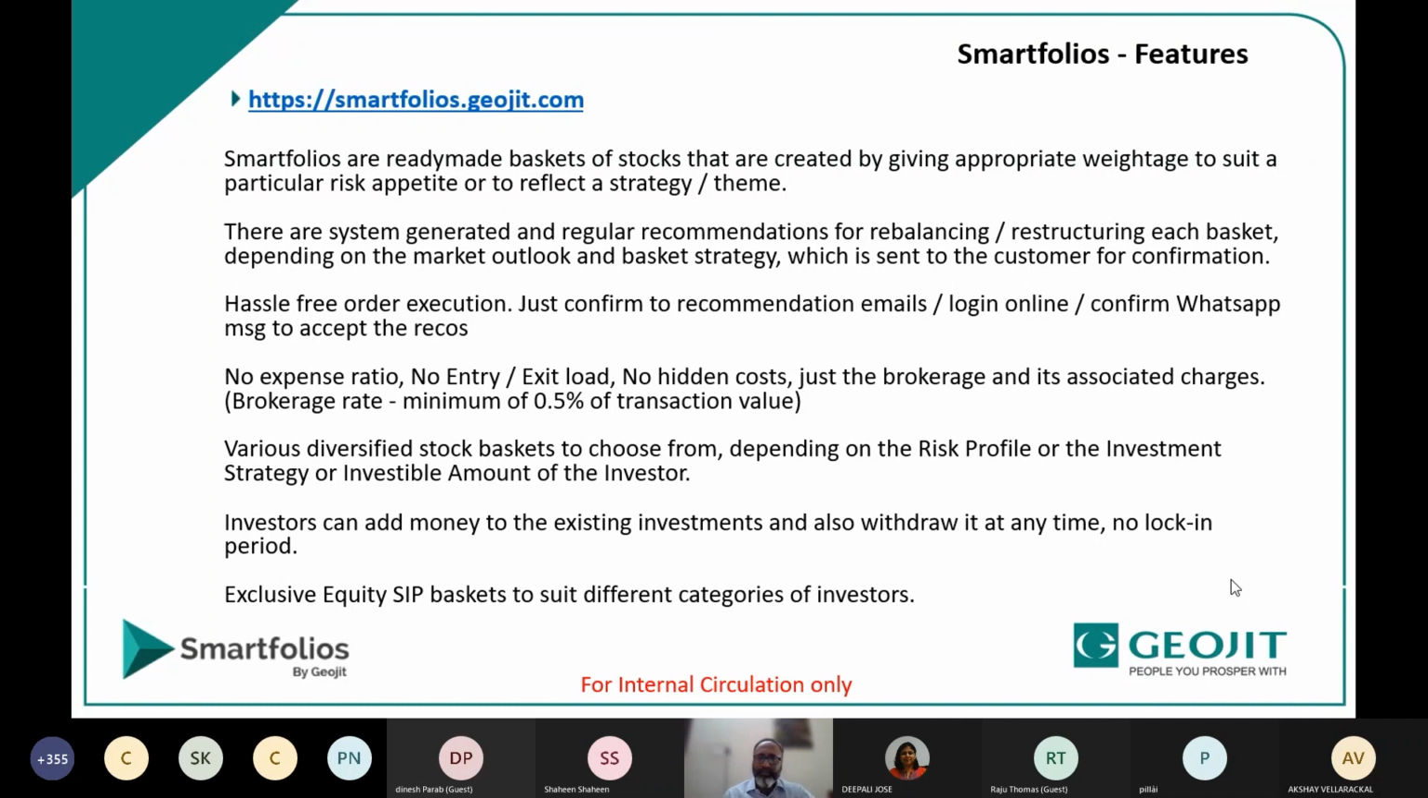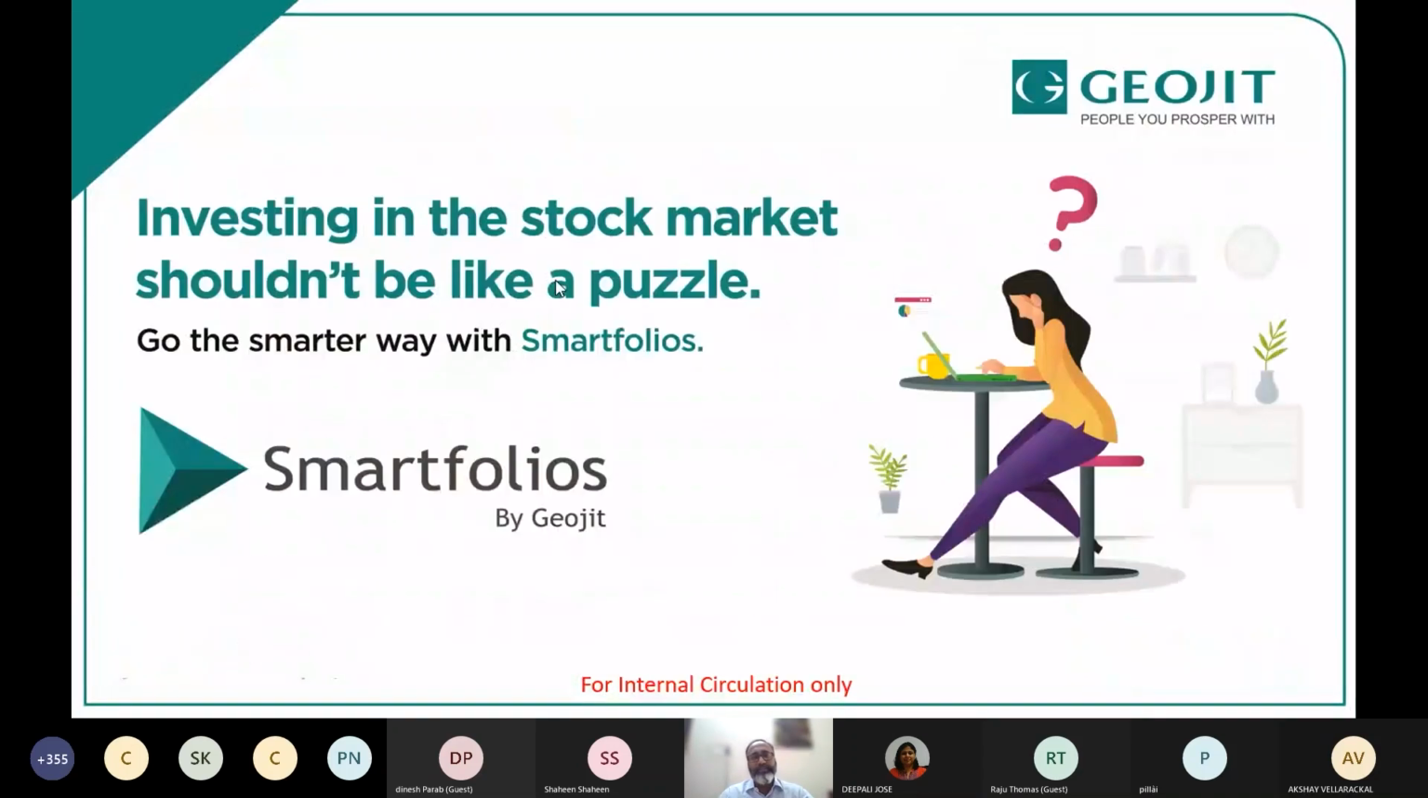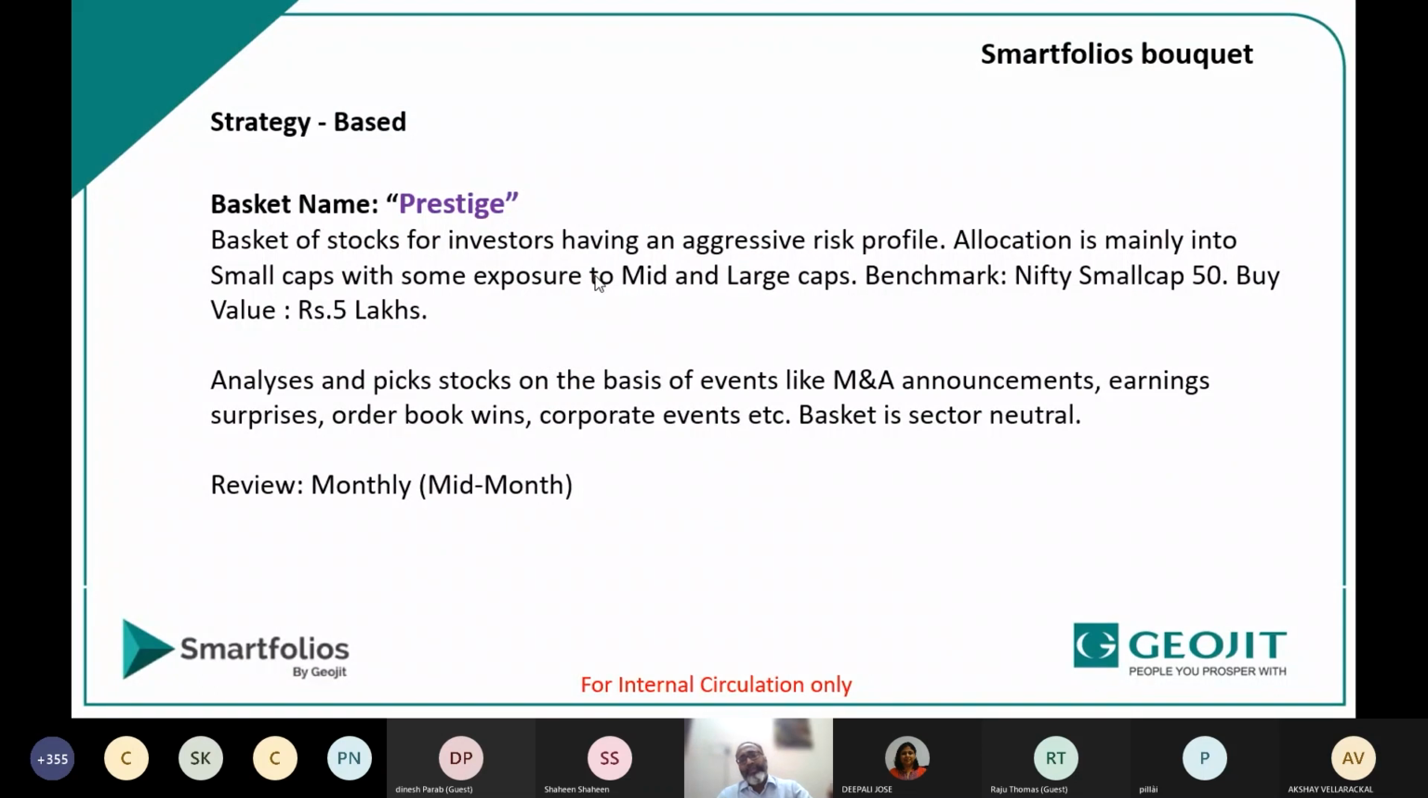You can start your own SIP baskets. You can choose the ready-made SIP baskets, or you can prepare your own SIP basket for the long term. So that in a nutshell is what Smartfolios is all about. That is the broking product or the broking service that we are offering to our clients. Now, I'll also just brief you on the various baskets that we have. I won't spend too much time explaining it, because I'm sure your respective branch or relationship manager will be able to sit down with you and talk to you about the various baskets. So I'll just run you through the baskets that we currently have in Smartfolios.